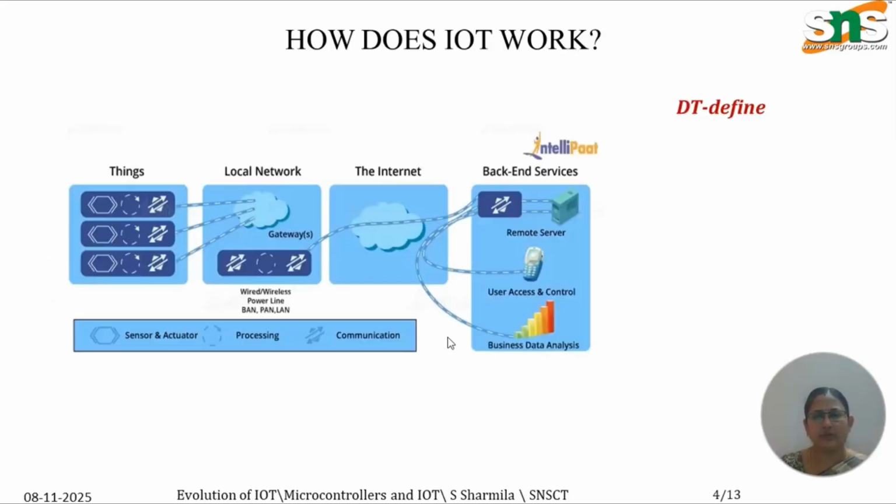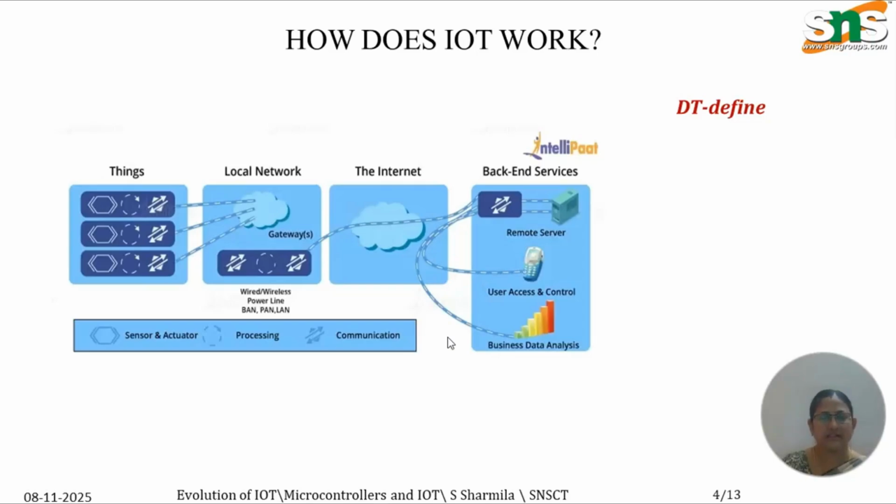Now we see the IoT working principle. It covers how IoT works with this architecture, and it includes four major steps: sensing, local network, the internet and backend services. First, sensing, that is sensors and actuators.